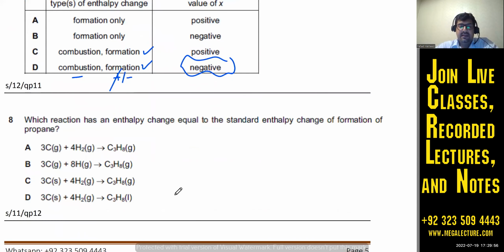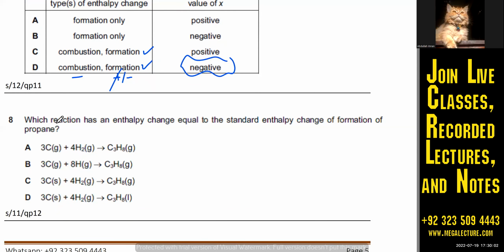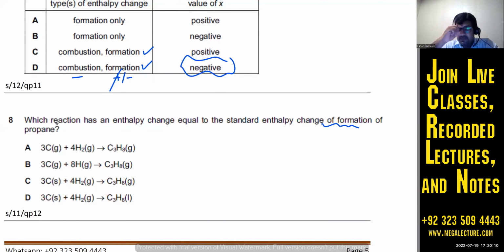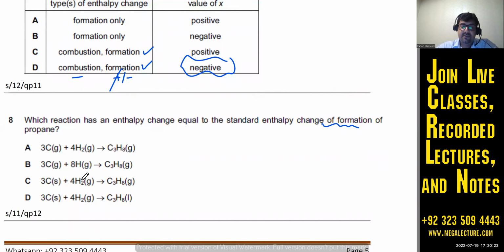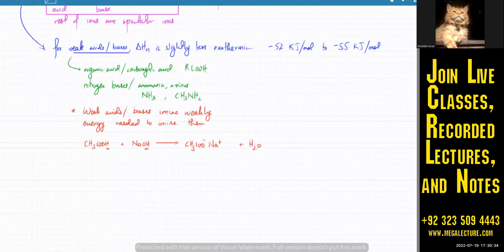So this one last, which one is equal to the standard enthalpy change of formation of propane? Propane is C3H8. Formation of propane, the enthalpy change. Which is correct? Let's see. C. Element, carbon is a solid, hydrogen is a gas, H2 at room conditions. So 1 mole of propane is formed from its constituent elements. So it's going to be C. So this is just basics, okay? But remember the small details.